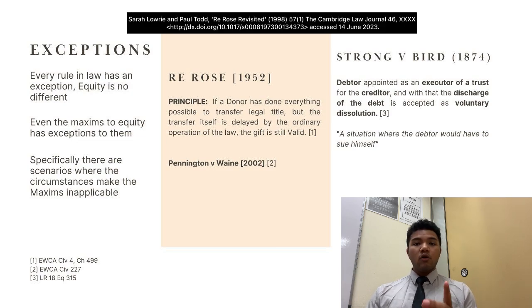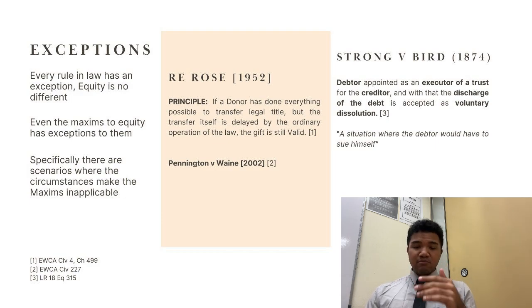Sarah Laurie and Paul Todd explain in the article that the exemption is best explained through the case of Pennington and Wayne. But the case is a rather narrow explanation.